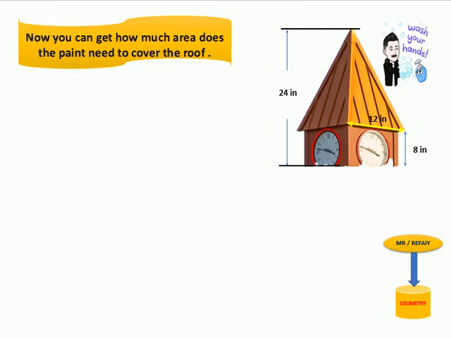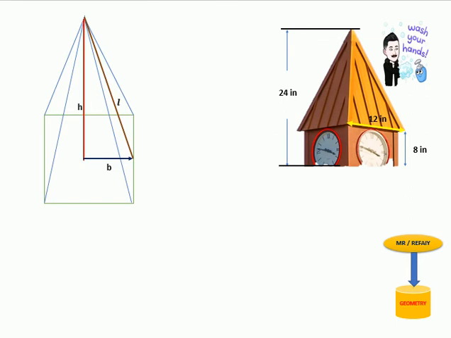I think now you can get how much area the paint needs to cover the roof. Yes, do not forget here that the roof is a pyramid and it's a square pyramid. So you have to determine now the sides and the dimensions of the given. The height here of the pyramid will be 24 minus 8, which is 16. And the base of the pyramid here is 12.